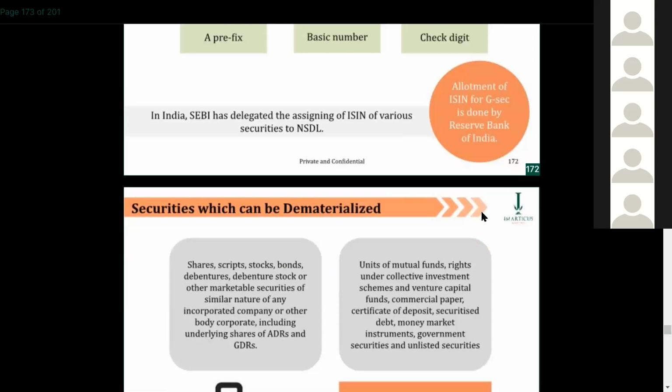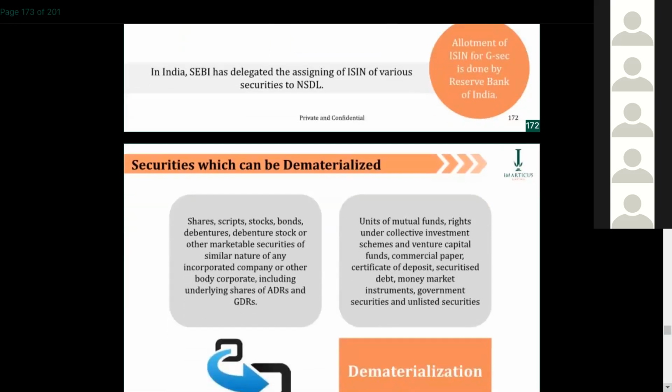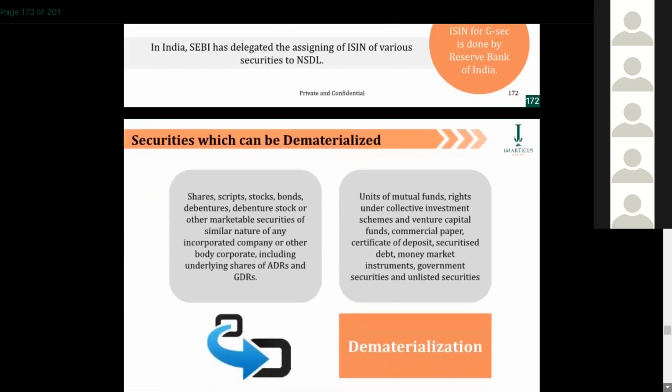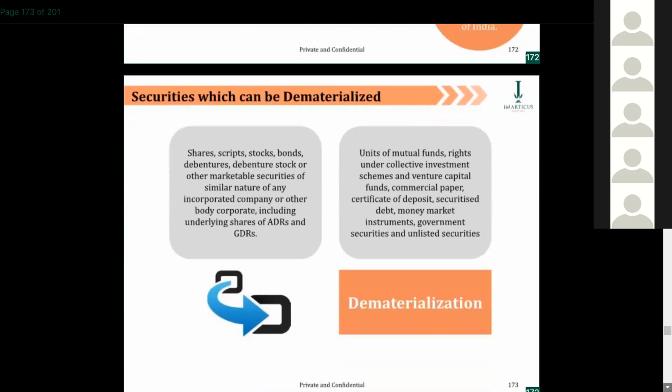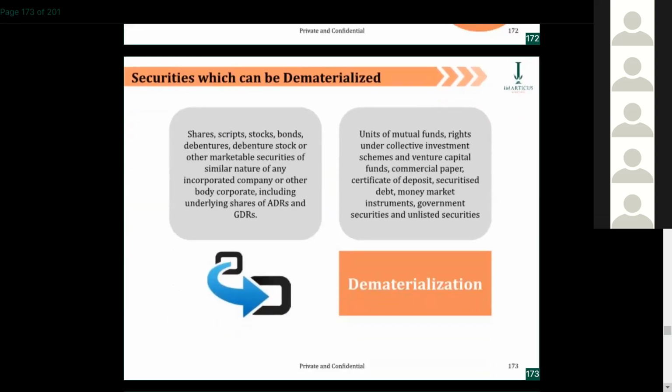So you can hold shares, scrip, stock, bonds, debenture stock, or other marketable securities of similar nature of any incorporated companies or other body corporates, including underlying shares of ADR and GDR. Units of mutual funds, rights under collective investment scheme and venture capital funds, commercial paper, certificate of deposits, securitized debt, money market instrument, government securities, unlisted securities, all of them can be held in dematerialized form.